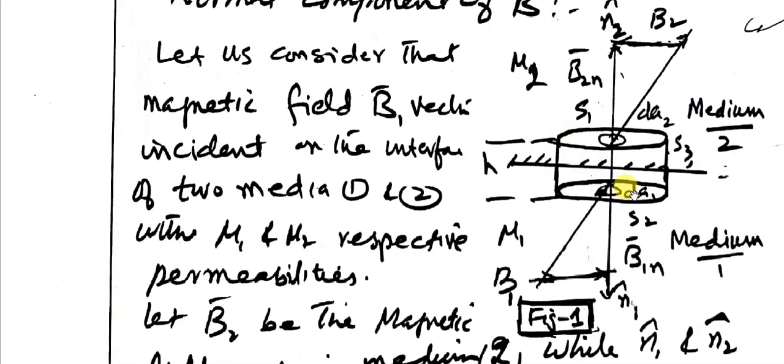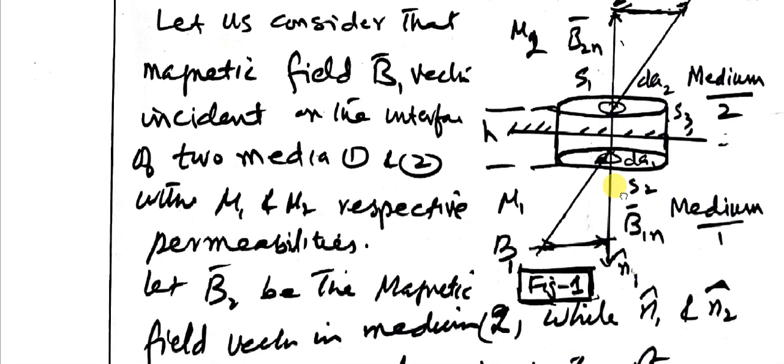We have now taken the B1 field vector in medium 1 and the B2 field vector in medium 2. There are the N1 unit normal vector and N2 unit normal vector in the respective media 1 and 2. Here we will see that the N1 unit normal vector is equal to the N2 unit normal vector, with the only change being the polarity in the opposite direction. Otherwise they are the same in magnitude.